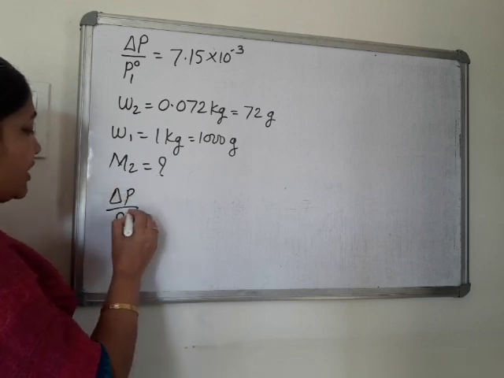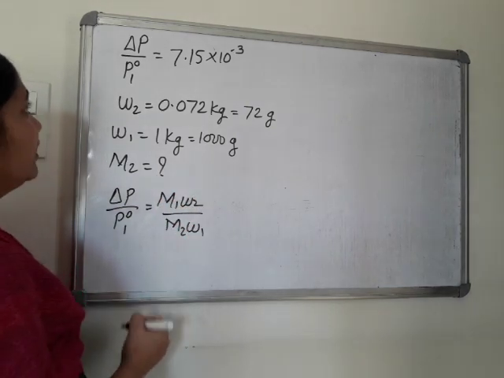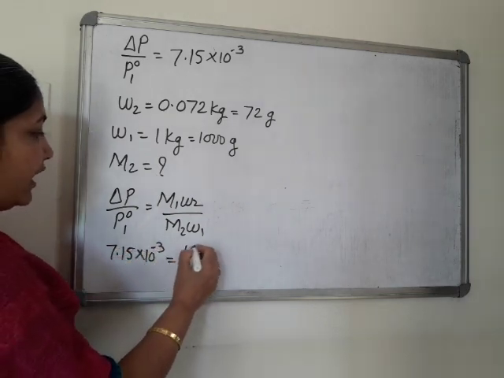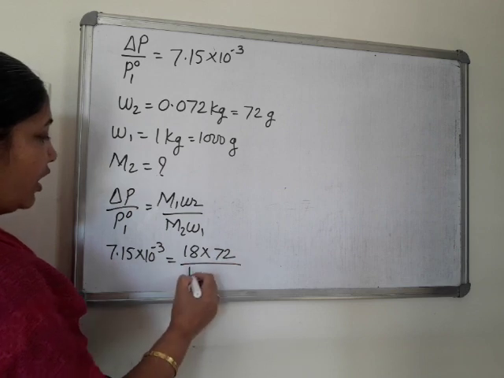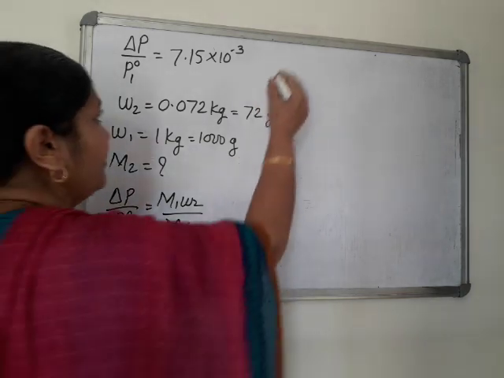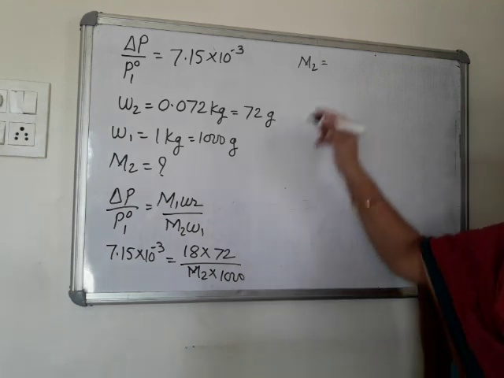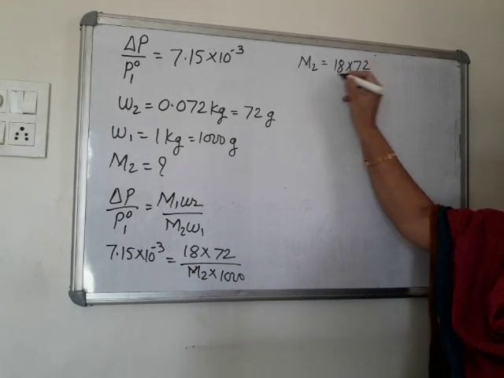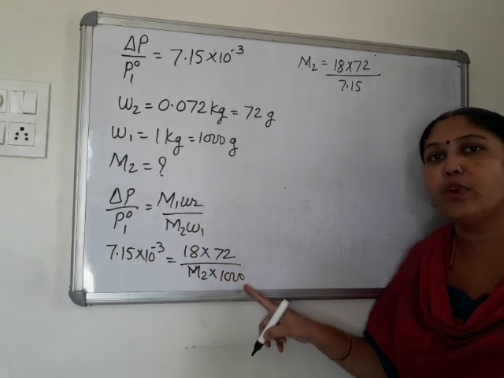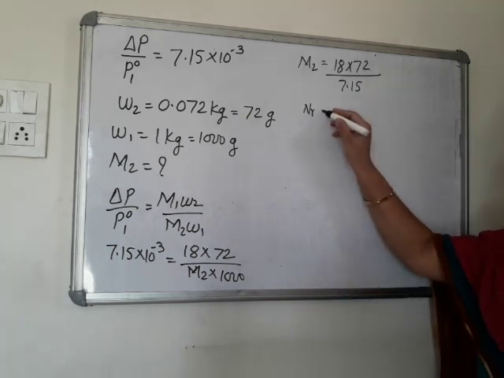Delta P upon P01 is equal to M1W2 upon M2W1. Put the values: 7.15 into 10 raised to minus 3 equals 18 into 72 upon M2, and W1 is 1000. Shift it here, so M2 is equal to 18 into 72 upon 7.15 into 10 raised to minus 3. This is 10 raised to plus 3. Simplify. Numerator minus denominator.